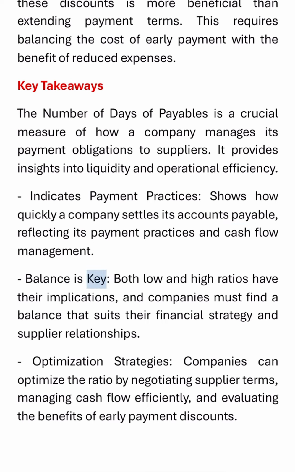Balance is key. Both low and high ratios have their implications, and companies must find a balance that suits their financial strategy and supplier relationships. Optimization strategies. Companies can optimize the ratio by negotiating supplier terms, managing cash flow efficiently, and evaluating the benefits of early payment discounts.